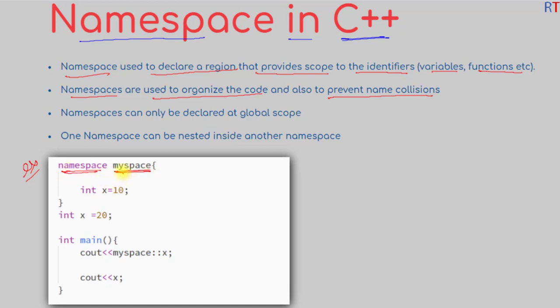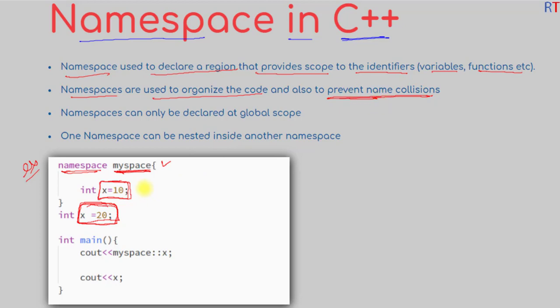Because we are using the namespace, this will allow us to have two identifiers with the same name inside the program. So we have one identifier X inside the namespace, and we can have another identifier with the same name outside of the namespace. Because we are using the namespace, this will prevent the name collision of the identifiers.